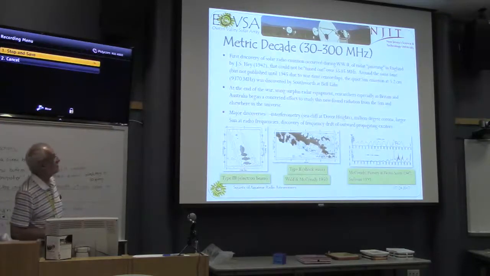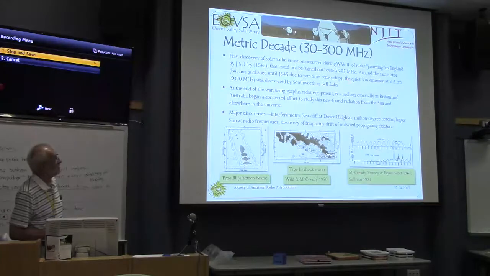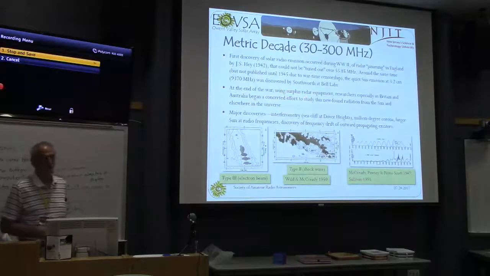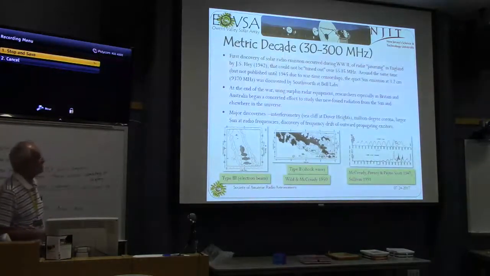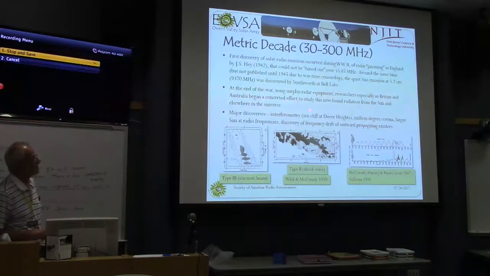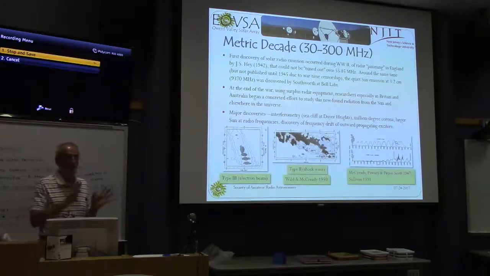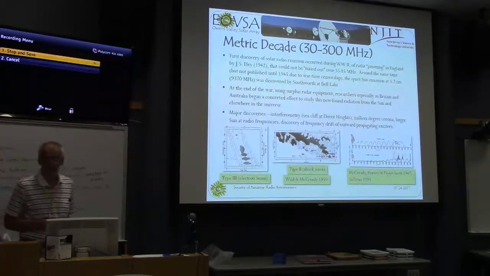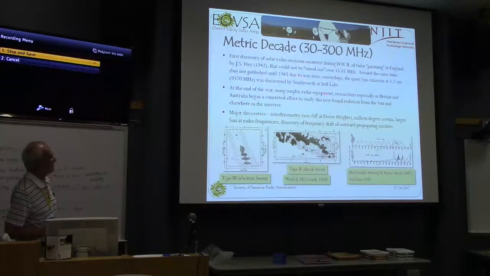Around the same time, in New Jersey, at Bell Labs, the quiet sun emission was reported at 3.2 centimeters. This is up in the microwave range. But it wasn't published until 1945. At the end of the war, there was a lot of surplus radar equipment around, and researchers, especially in Britain and Australia, began a concerted effort to study this newfound radiation from the sun. And of course, they were realizing then that other sources in the sky, such as Cygnus A or Cassiopeia A, were radio sources. So there was a huge effort then to try to understand this kind of emission.